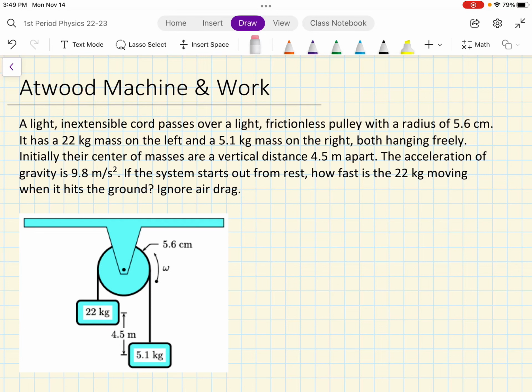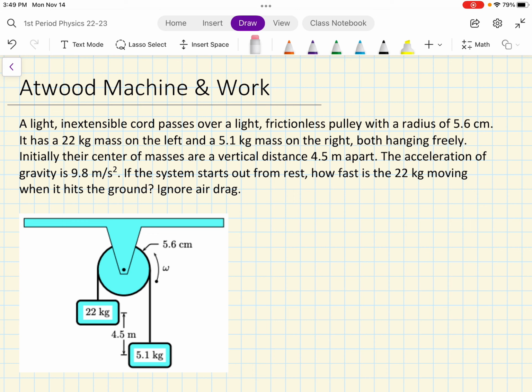Hello everyone. Today we're going to revisit the Atwood Machine problem, but now we're going to use the concept of work to solve it. Previously we used forces to find the acceleration of the system. Now we have to find the final velocity of the system. This one's asking just for mass 1, but the system is going to be the same, right? And let's get right to it.